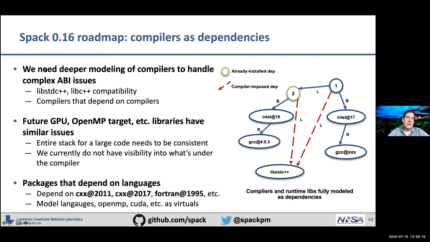And with the external find functionality that I talked about earlier, things like compiler detection, where we were doing that as a special one-off for compilers, we can use the external find functionality to implement compiler detection in this model, even though we're switching them from attributes on the nodes to dependencies.